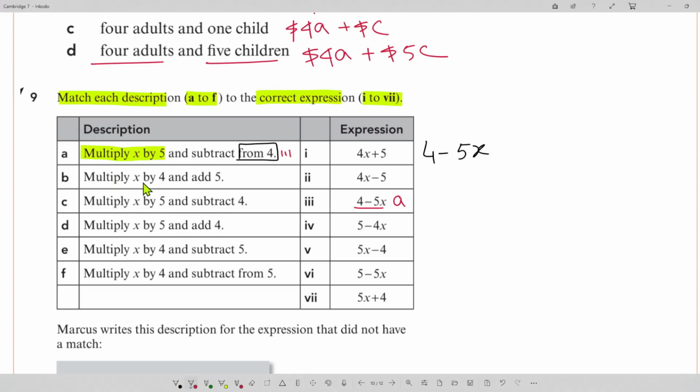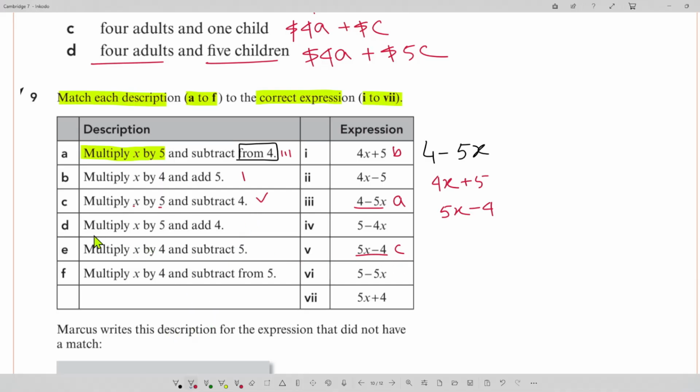Then B: multiply x by 4, so 4x, and add 5, it means plus 5. Here is 4x plus 5, this is B and this is number 1. Now C: multiply x by 5, it means 5x, and subtract 4, it means minus 4. So 5x minus 4, it's C and this is number 5.